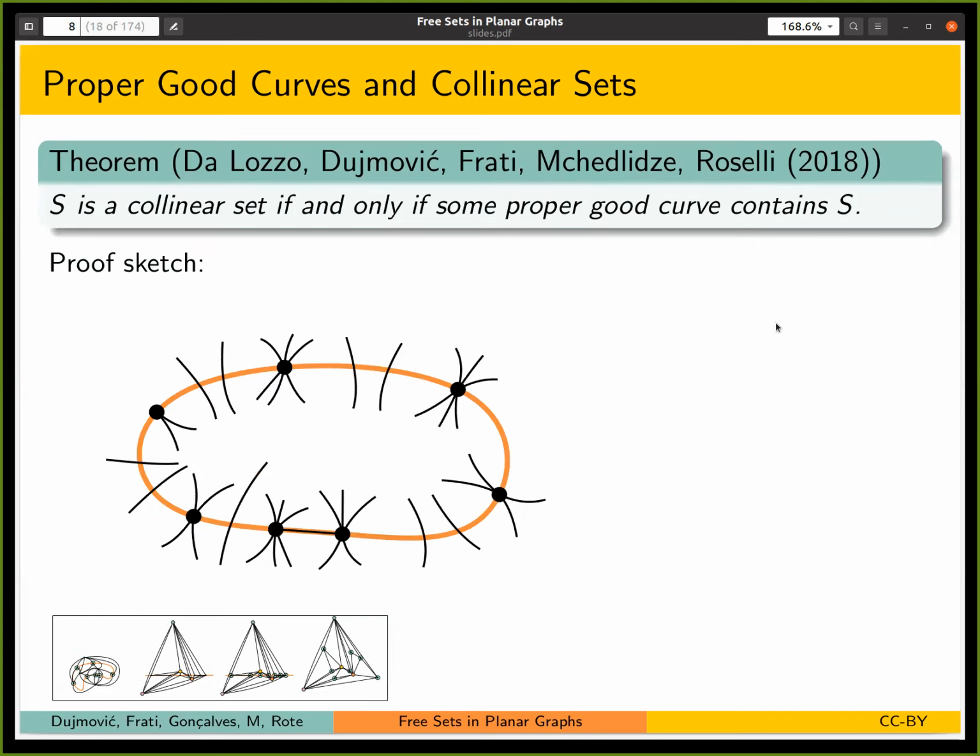Okay. So this is what the proof looks like. You have this embedded planar graph and this proper good curve. The first thing to do is to look at the edges which cross from the inside of the curve to the outside of the curve and put dummy vertices there. Next, you take the parts of the curve that are not already edges in your graph and just put edges between the consecutive vertices there.